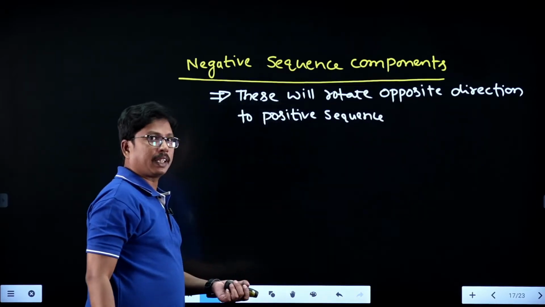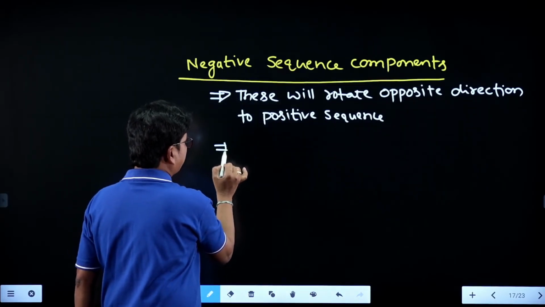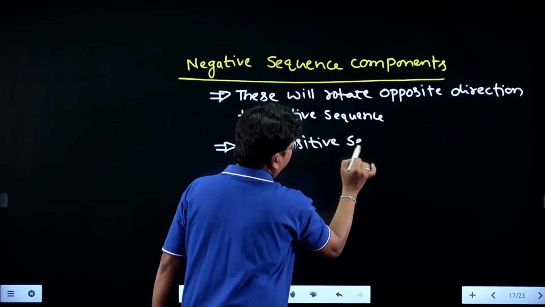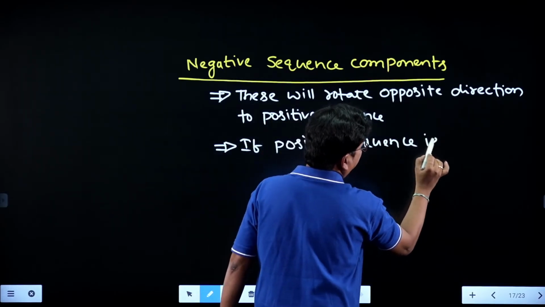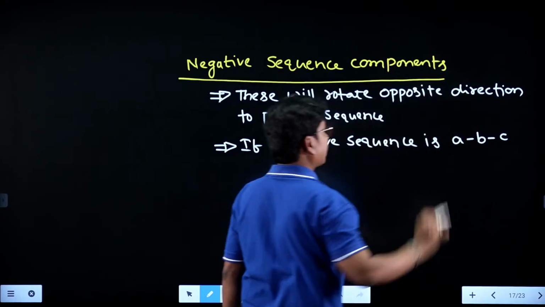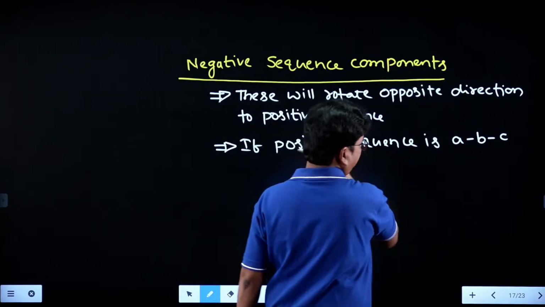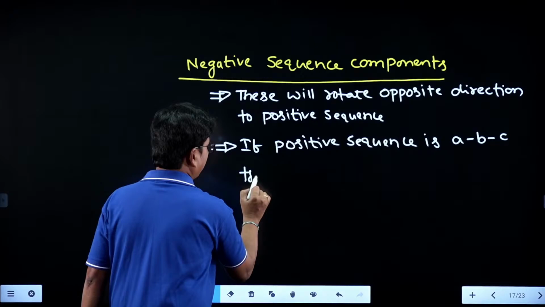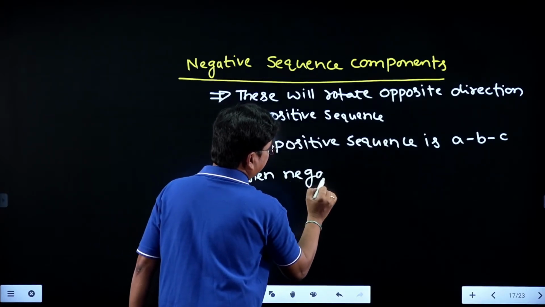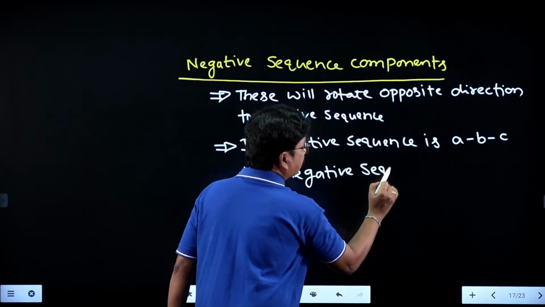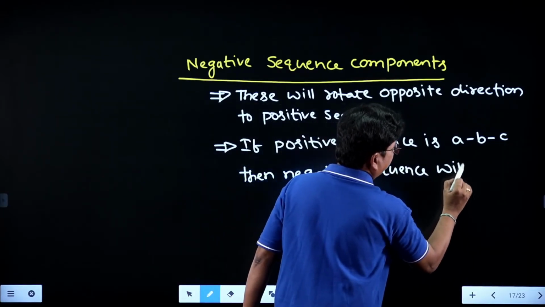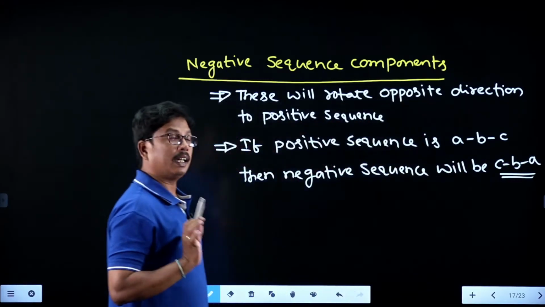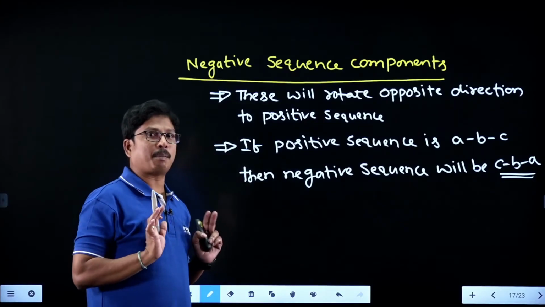Now, if the positive sequence is ABC, then what about the negative sequence in reverse order? In reverse order it will be CBA. So the negative sequence will be CBA. And in which direction are these rotating? In the opposite direction to that of the positive sequence.